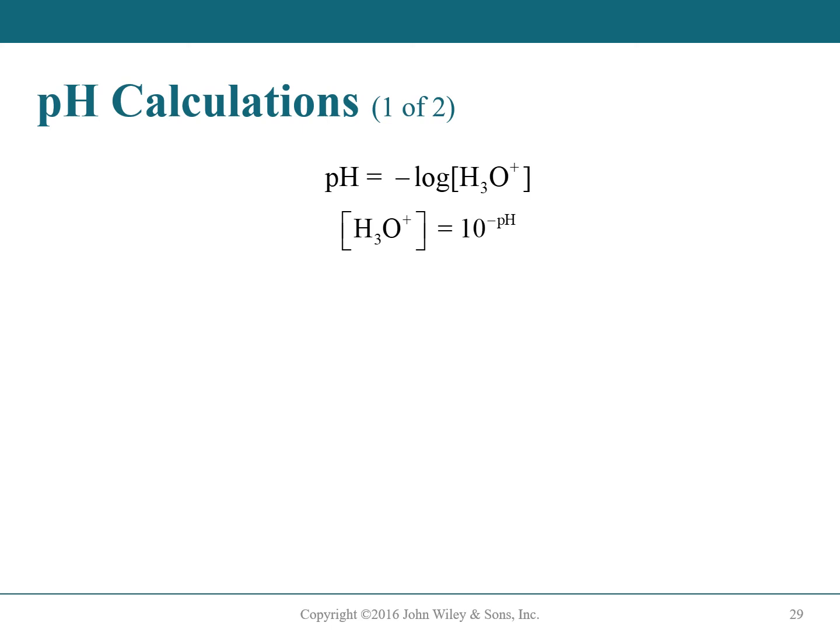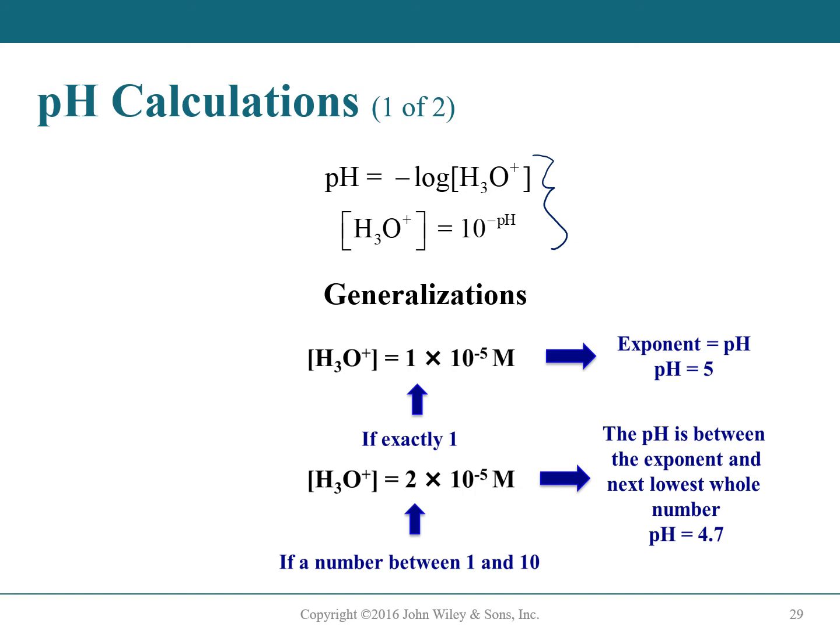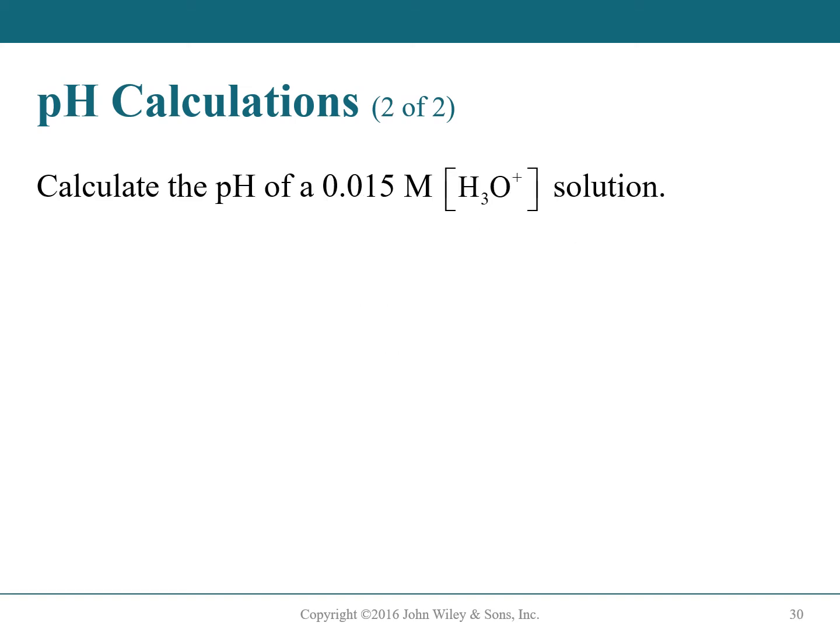All right, so now we know how to use both of these formulas. So when would you look at this? If it's 1 here, then the pH is 5. If it's 2 here, it's slightly less. This is just so you can get a feeling for how pH works.